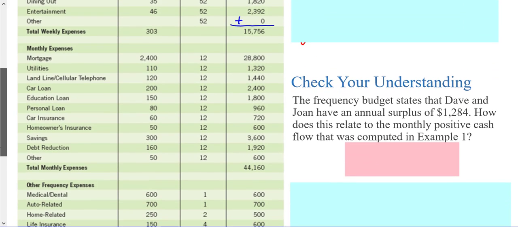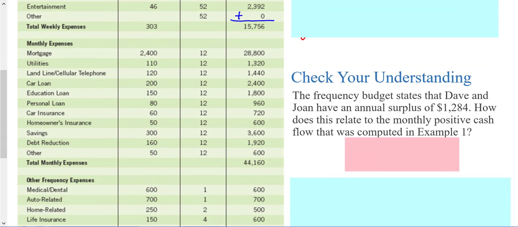Monthly expenses. Okay, so if it occurs monthly, the frequency is going to be 12 because it's once a month. Same thing, you multiply it and it equals, and you end up totaling to get your yearly amount of monthly expenses.